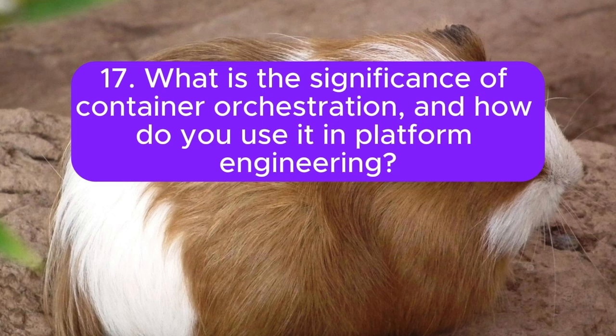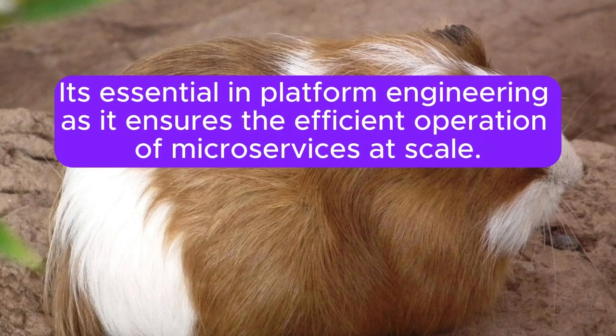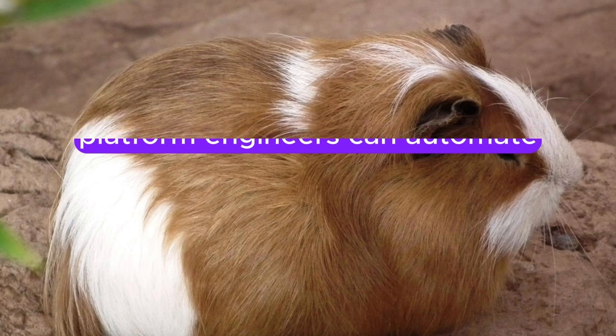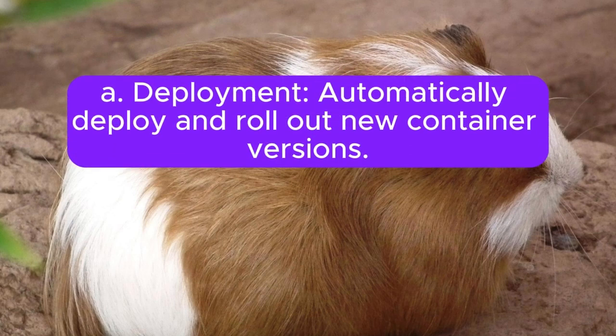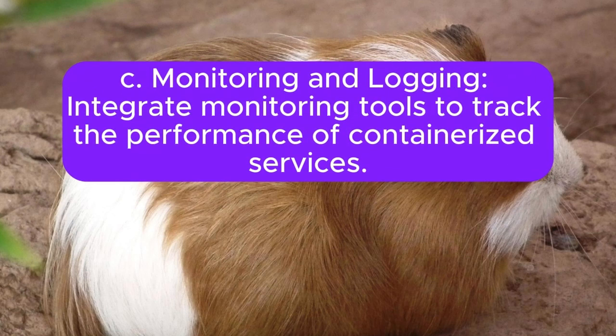17. What is the significance of container orchestration, and how do you use it in platform engineering? Answer: Container orchestration is the automated process of managing, deploying, and scaling containerized applications. It's essential in platform engineering as it ensures the efficient operation of microservices at scale. Using tools like Kubernetes, platform engineers can automate: A. Deployment, automatically deploy and roll out new container versions. B. Scaling, scale the application based on resource utilization and demand. C. Monitoring and logging, integrate monitoring tools to track the performance of containerized services.